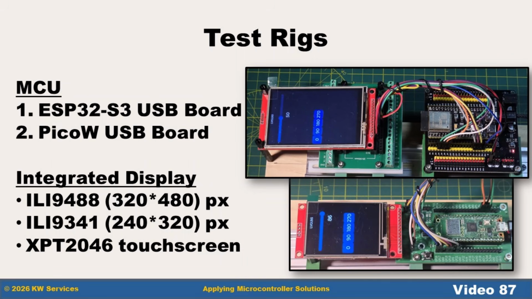And that's the demonstrations. Here we show a picture of each test rig. The ESP32S3 is connected to the large ILI9488 display. The Pico-W is connected to the small ILI9341 display. So it could do the ILI9488, but that consumes a lot of memory. And since the Pico-W has less memory and no PSRAM, the ILI9341 was a better fit.